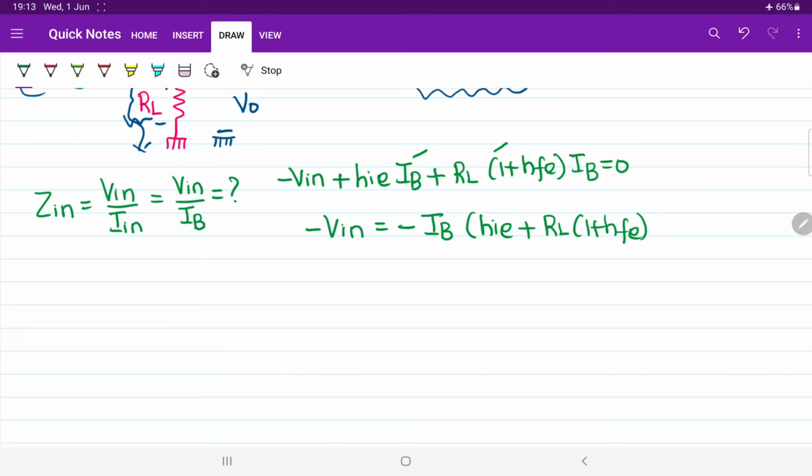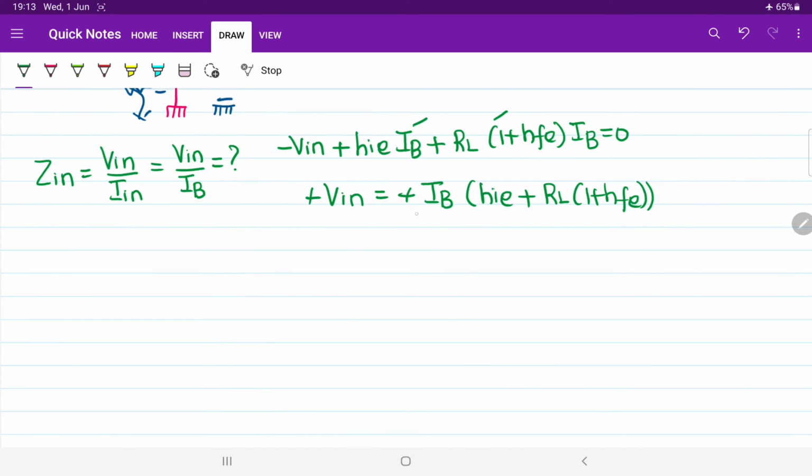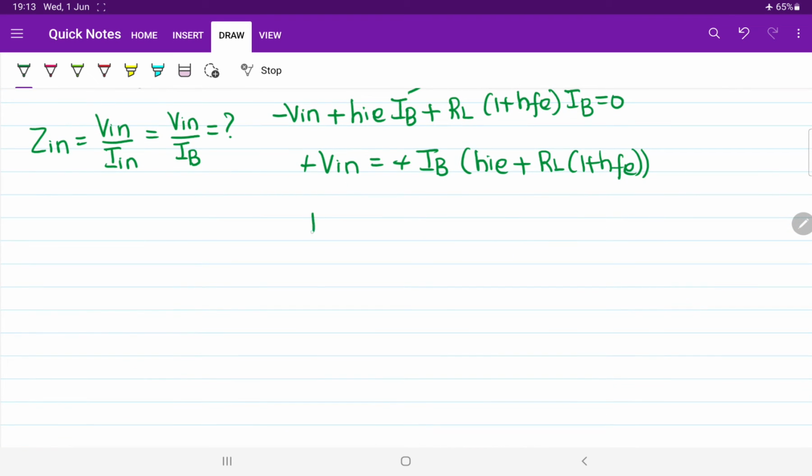That's all. Now further what you can do is simply minus minus will get cancelled, pass this base current to the left hand side, such that the value of input impedance, actually they are defining it as Zin, right? One minute, so let me take Zin. So the overall input impedance Zin equals input voltage Vin upon base current IB. Of course, this will be equal to HIE plus RL into (1 plus HFE). That's all. I hope you all understood this.